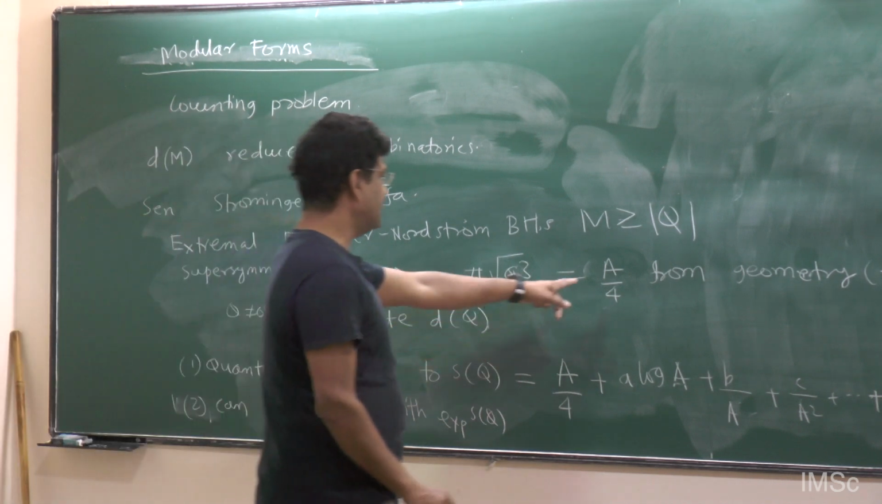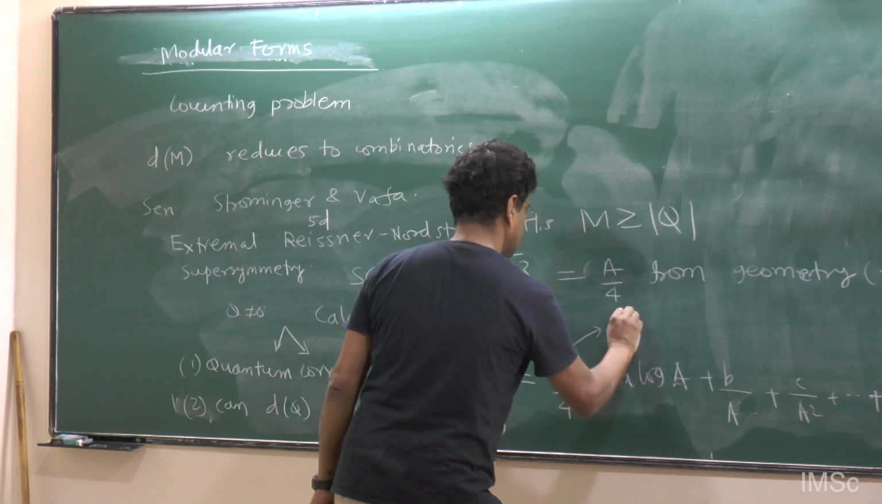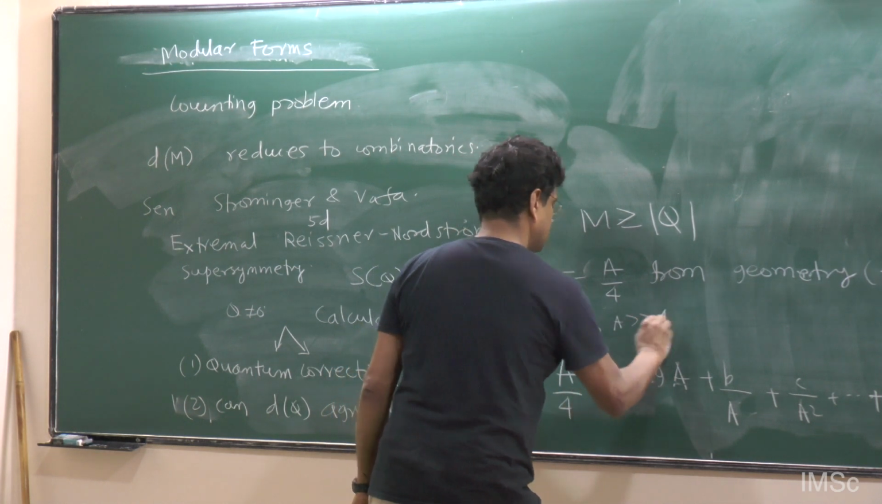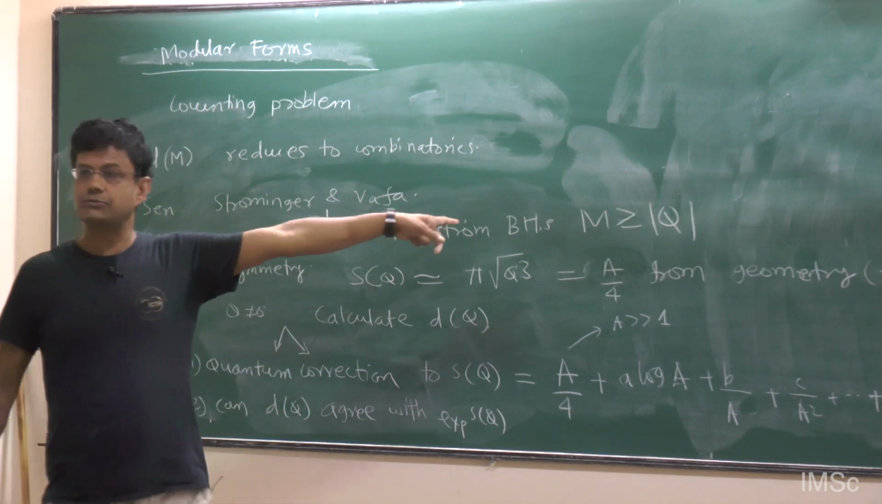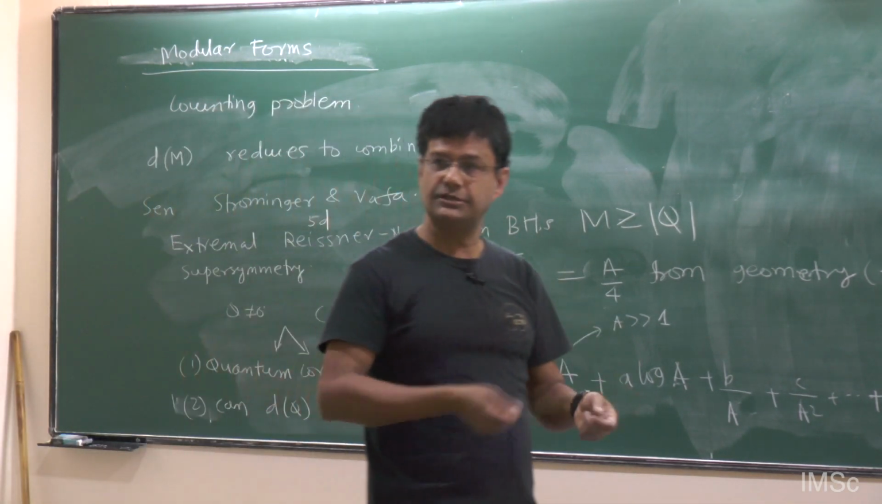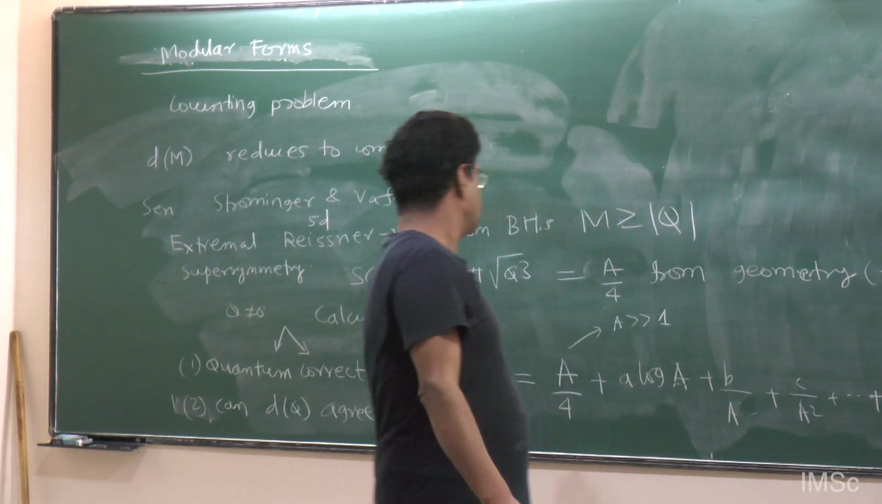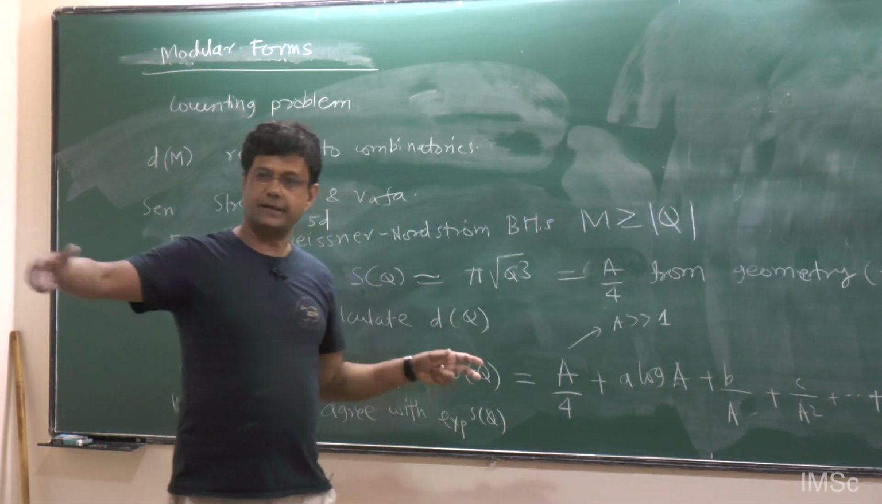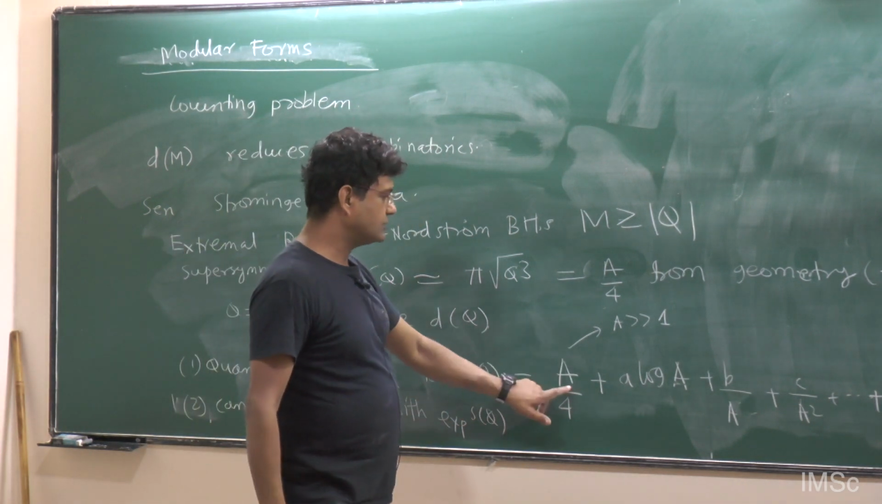Now, when area is large, this formula is valid, right? Large area. By the way, area has dimensions of length square, but here it is a dimensionless quantity because we are measuring it in Planck units. So as long as the area is much bigger than the Planck length squared, this formula is a good approximation.